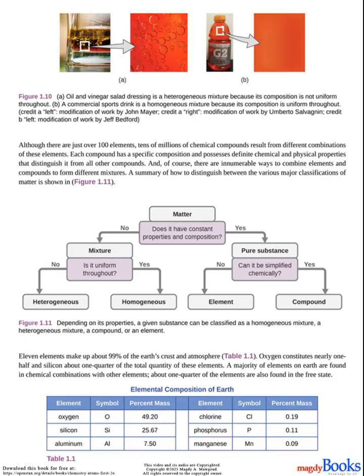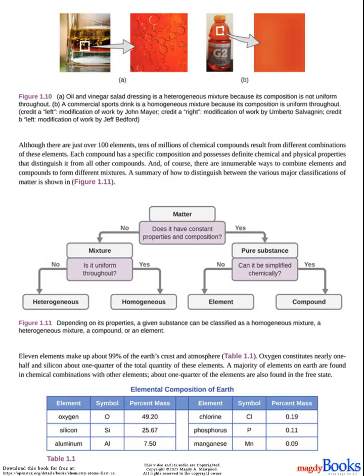Figure 1.11. Matter. Does it have constant properties and composition? Yes. It is a pure substance. Can it be simplified chemically? No. It is an element. Can it be simplified chemically? Yes. It is a compound. Does it have constant properties and composition? No. It is a mixture. Is it uniform throughout? Yes. It is homogeneous. Is it uniform throughout? No. It is heterogeneous. Figure 1.11.